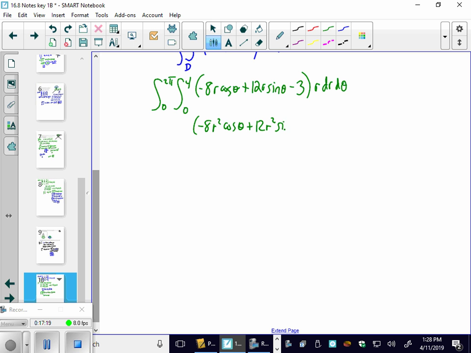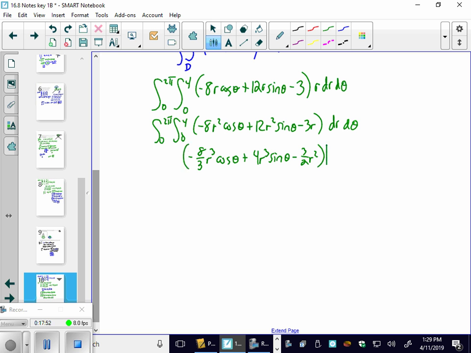Hopefully you guys are way ahead of me by now, and maybe you've already got the answer and you're done watching. If not, stick with me. I will get this right eventually. All right, now let's try it again. Antiderivatives with respect to r: negative 8/3 r cubed cosine theta plus, what's that, it's going to be 4r cubed sine theta minus 3/2 r squared from 0 to 4.